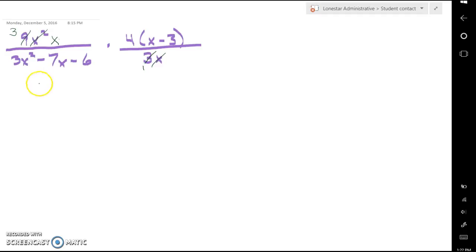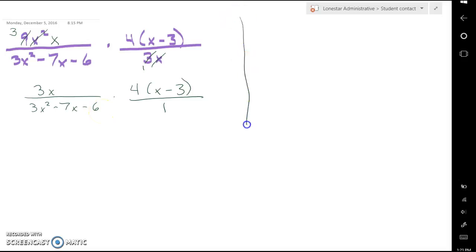So now we have 3x over 3x squared minus 7x minus 6, and then 4 over times x minus 3 over 1. Okay, now we don't see anything obvious that needs to cancel, so we look at the 3x squared minus 7x minus 6. Let's go over here and see if we can factor that.